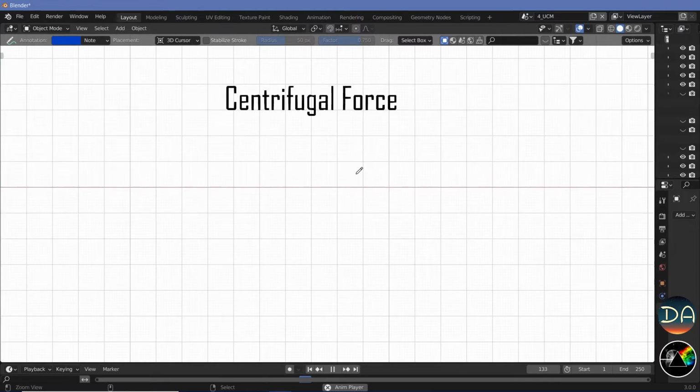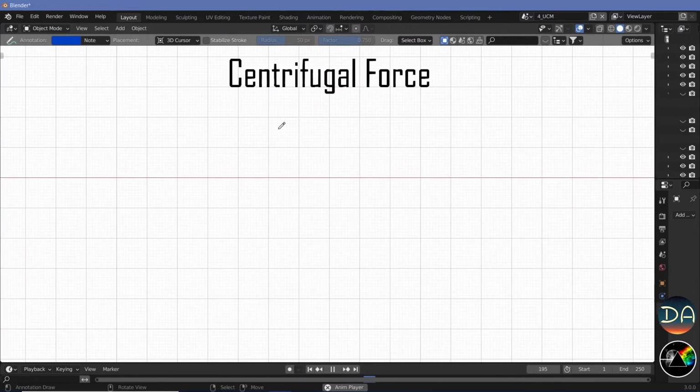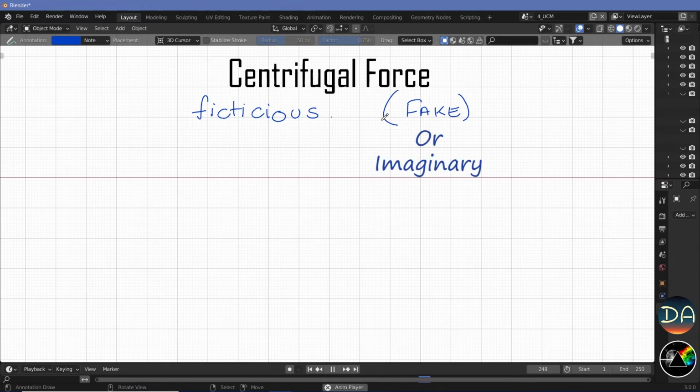So the centrifugal force is a fictitious force. Fictitious, which means fake. So centrifugal force is a fake force that we have to use in order to explain uniform circular motion for someone who cannot necessarily understand that there is circular motion occurring. So let's take an example.